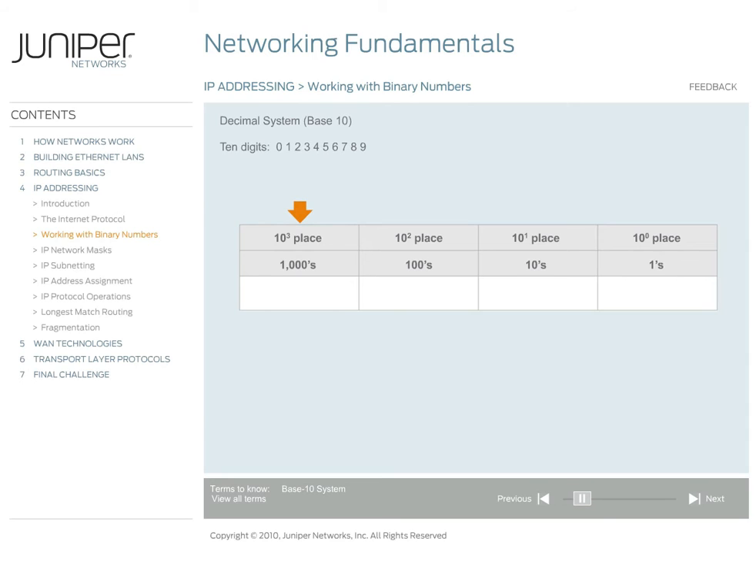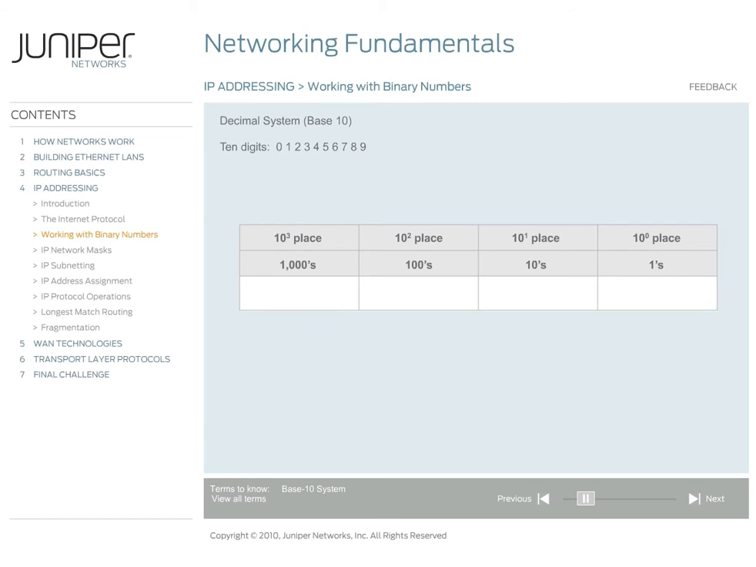10 to the third power is 1000, or the thousands place. 10 to the second power, or 10 squared, is the hundreds place. 10 to the first power is the tens place. And finally, 10 raised to the 0 power is the ones place. Remember that any number raised to the 0 power is always 1.